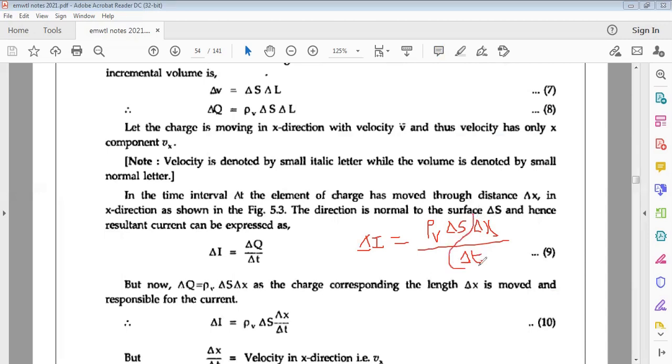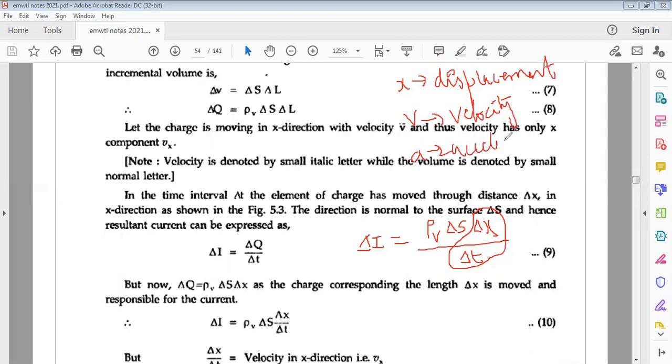Now again, you can see this is a function, the change of x with respect to the time, dx by dt. Consider x is a displacement, v is the velocity, and a is acceleration. We know the velocity v is equal to the change of displacement with respect to the time, and acceleration is the change of velocity with respect to the time, dv by dt.